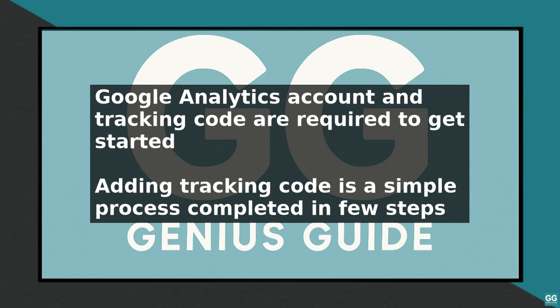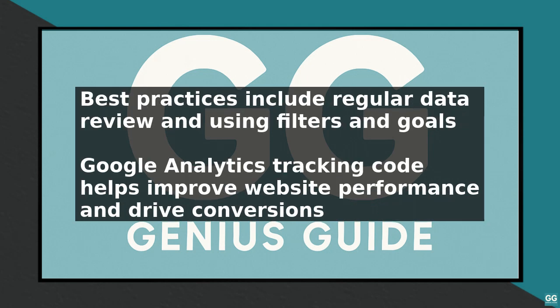Best practices for using Google Analytics tracking code include regularly reviewing your data to identify trends and areas for improvement, using filters to exclude internal traffic and bots, and setting up goals and events to track specific actions on your website. By following these best practices, you can get the most out of Google Analytics tracking code and make data-driven decisions to improve your website's performance.